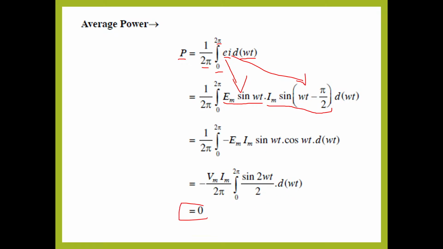Simply substituting the voltage equation and current equation in the average power formula, you will get average power equal to 0. So we can say that power consumed in a purely inductive circuit is 0 for one complete cycle.